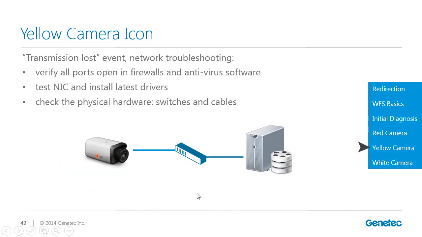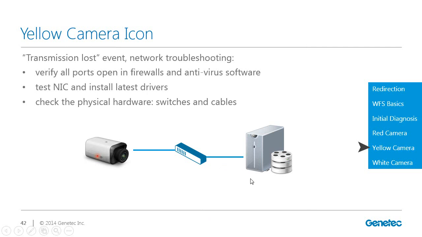If the camera is still in a warning state, we'll need to take a look at the network between the archiver and the camera. Make sure there's nothing that would block the ports that we need to have open, such as a firewall or antivirus software. Make sure the NIC is working and on the latest drivers, and verify the switches and cabling between the two.